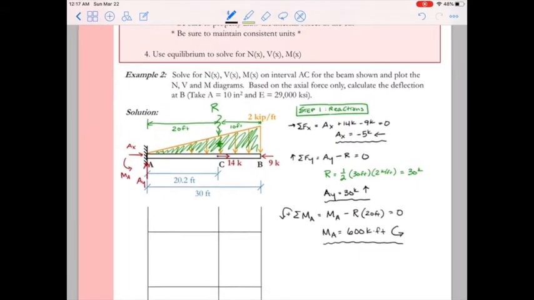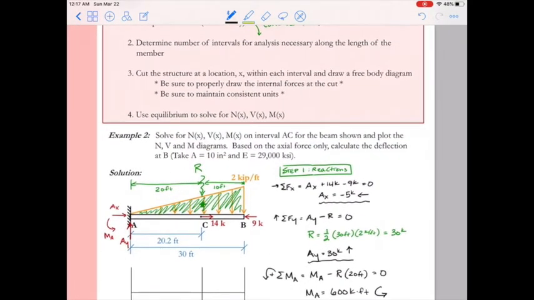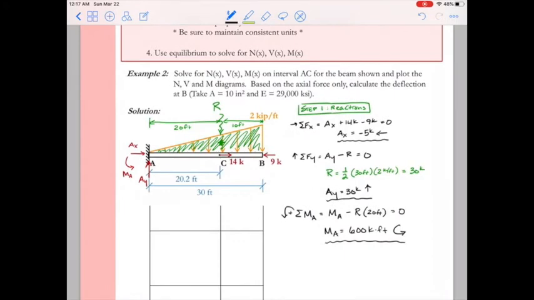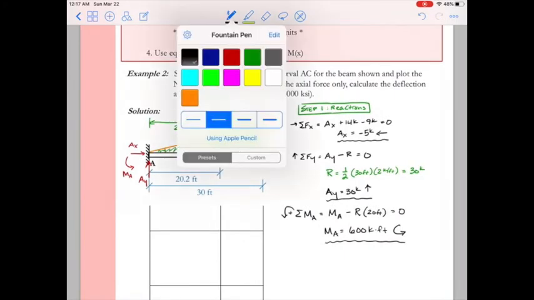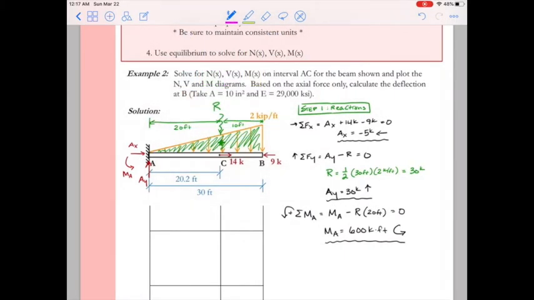All right, so step one's done. We got the reaction solved. Next, we have to determine the number of intervals. This takes a little bit of practice. Basically, you just want to find intervals where loads significantly change.